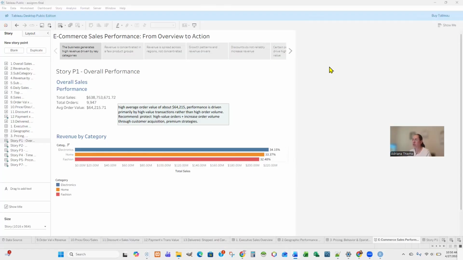Finally, we're going to look into story points in Tableau, and this is where we build the story about the data, which is something I introduced in the beginning of this presentation.